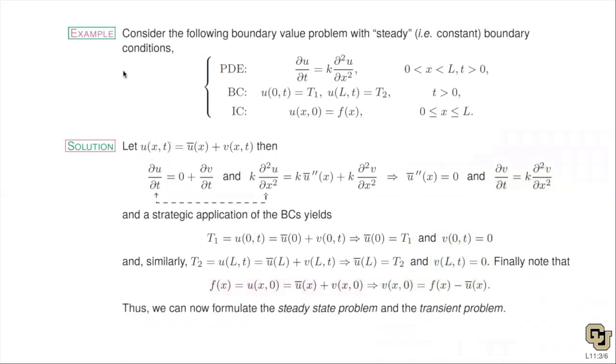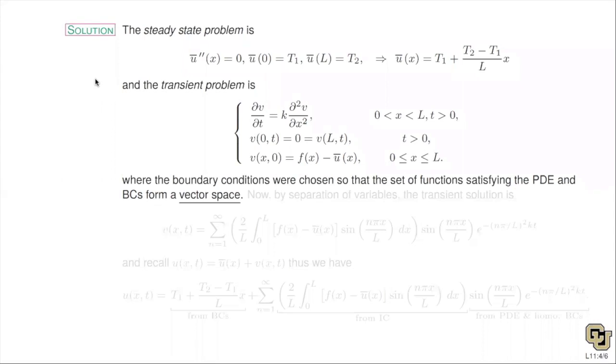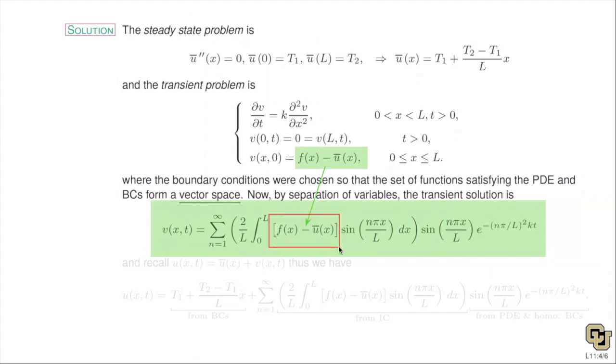So here, let me just end with this next slide. Here's the steady state solution, which I also solved, and then here's the transient solution. And we know from the previous slide, the solution to the transient solution is this. The only difference is before our initial condition was f of x. Now our initial condition is f of x minus u bar. So that's what's changed right in here. That's the only difference from what we did before when we did separation of variables.